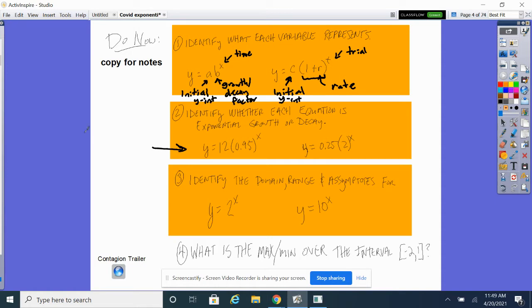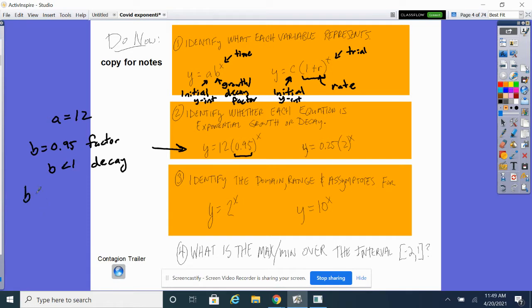So looking at this one first, it looks like a is equal to 12. So whatever the situation is, I started with 12, maybe 12 pennies, and I wanted to watch it grow. The b value here, this is b equals 0.95. This is the growth factor. And because b is smaller than 1, I'm going to say things are decaying. Things are getting smaller in this situation.